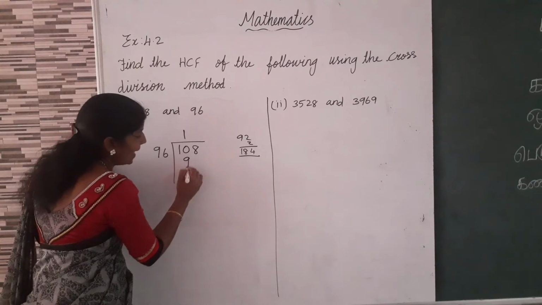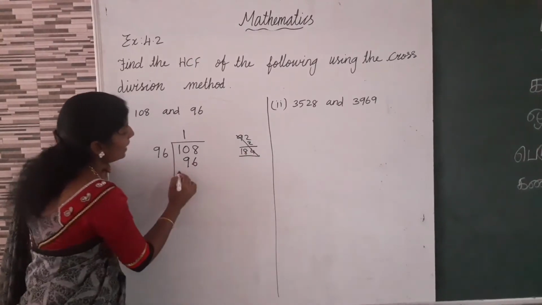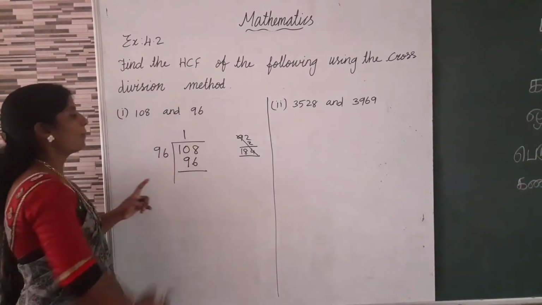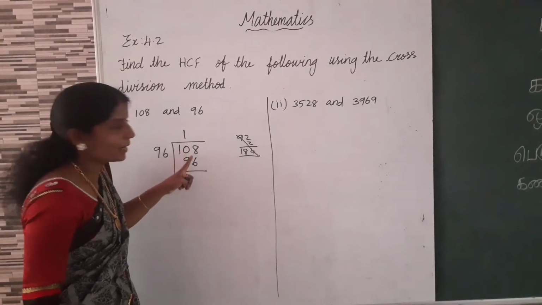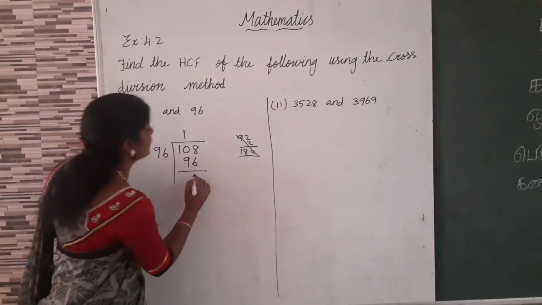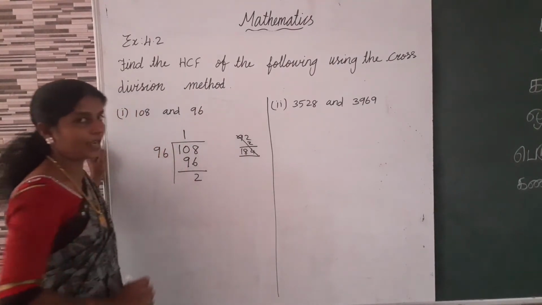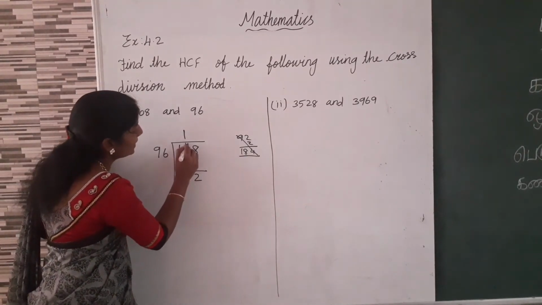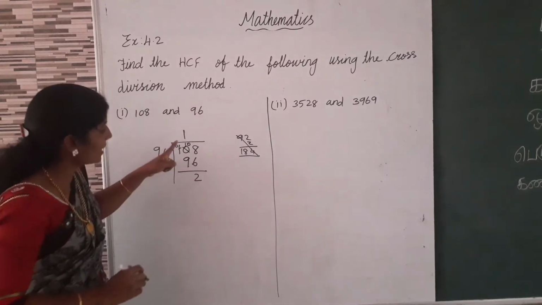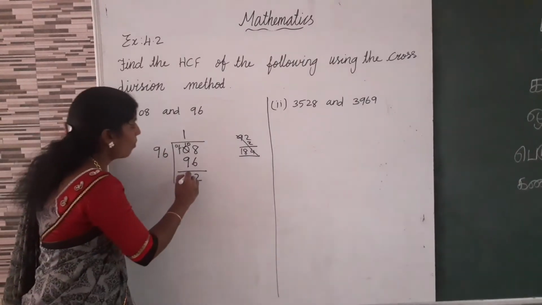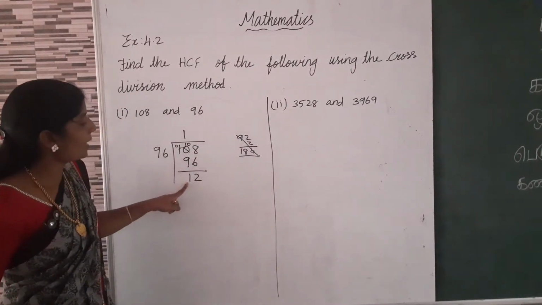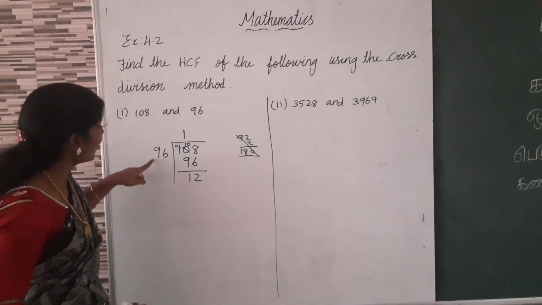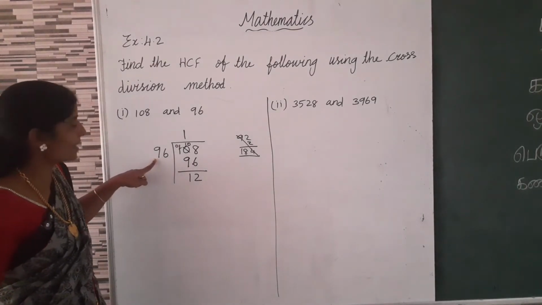One 96 is 96. Now here we take a borrow. Here there is no need to take a borrow: 8 minus 6 is 2. Now here we take a borrow: here 10, here 0. Now 10 minus 9 is 1. So here 12 is the remainder, and 96 is the divisor.